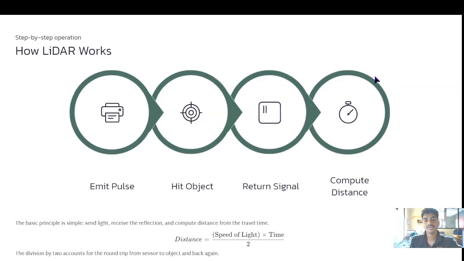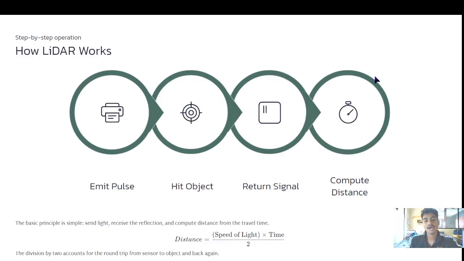So let's understand the working step by step. First of all, the sensor emits a laser pulse. The pulse hits an object. The reflected signal returns to the sensor. Then the system computes the distance. The formula used is distance equals speed of light multiplied by time divided by 2. We divide by 2 because the light travels to the object and back, to and fro.